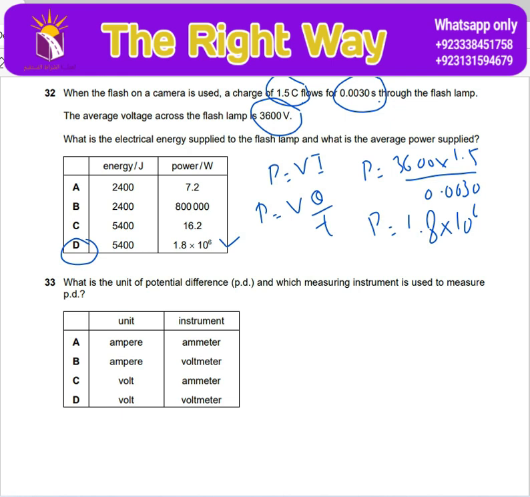If we have to find the energy, how are we going to find it? Energy is equal to power multiplied by time. Power is 1.8 into 10 raised to power 6 and time is 0.0030. It will be 5400 joules. Question number 33. What is the unit of potential difference, and which measuring instrument is used to measure the potential difference? The unit of potential difference is volt, and volt is measured by using a voltmeter.